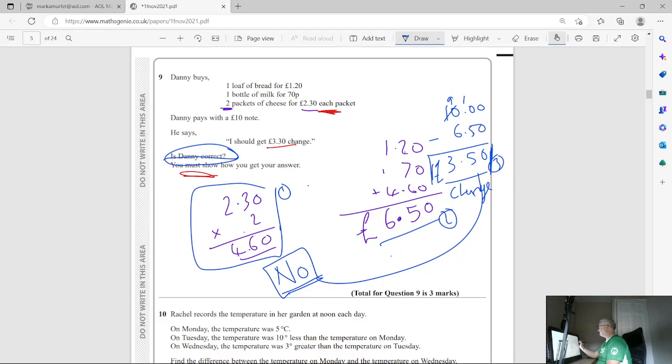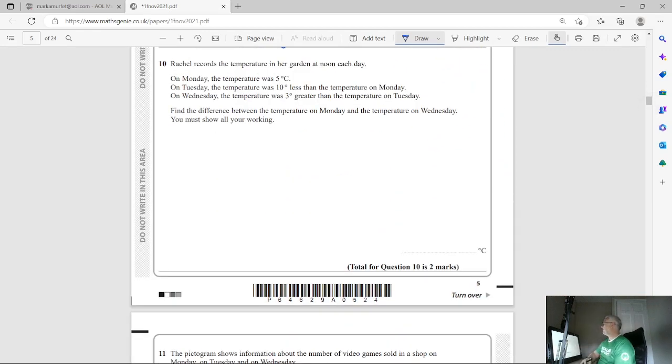Okay, question 10. Rachel records the temperature in her garden at noon each day. On Monday, the temperature was 5 centigrade. On Tuesday, it was 10 degrees less than the temperature on Monday. On Wednesday, the temperature was 3 degrees greater than the temperature on Tuesday. Find the difference between the temperature on Monday and the temperature on Wednesday. You must show all your workings. Again, I've got to show how I've done it.